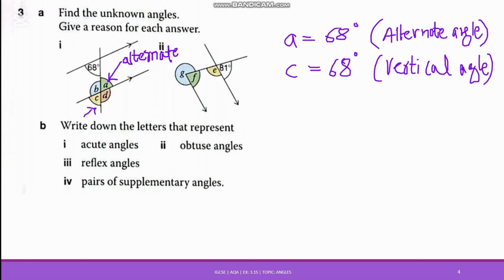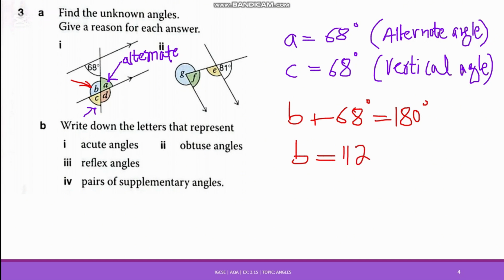Now to figure out the size of B, we will consider 68 degrees and the B. 68 degrees and B are actually allied angles, or we can also say these are adjacent angles. So the sum of B and 68 degrees will be equivalent to 180 degrees. So to figure out the size of B, we will subtract 68 from both sides. So we'll get 112. The size of B will be 112 degrees.